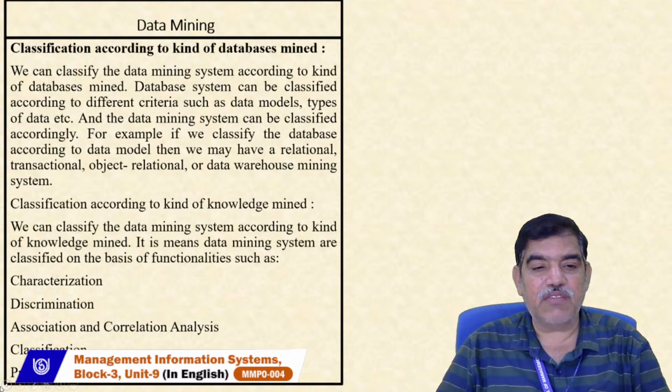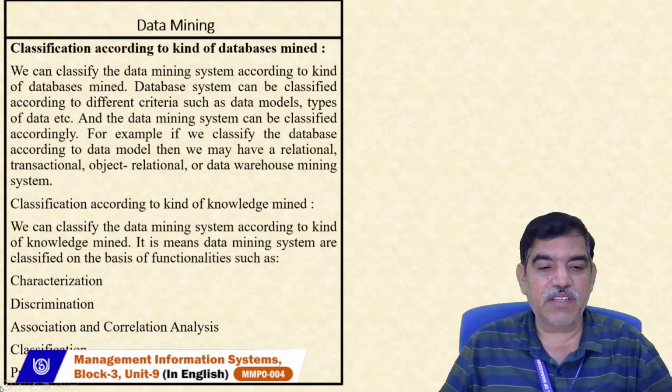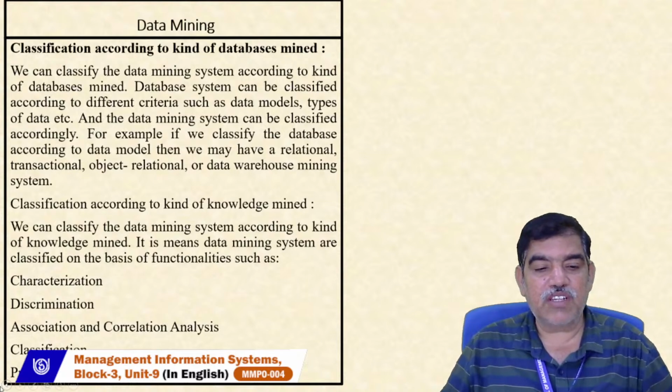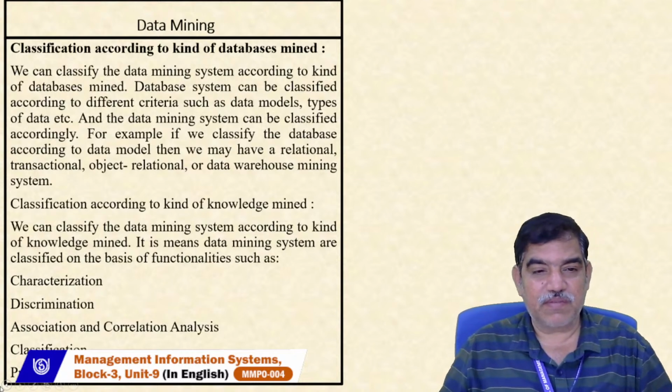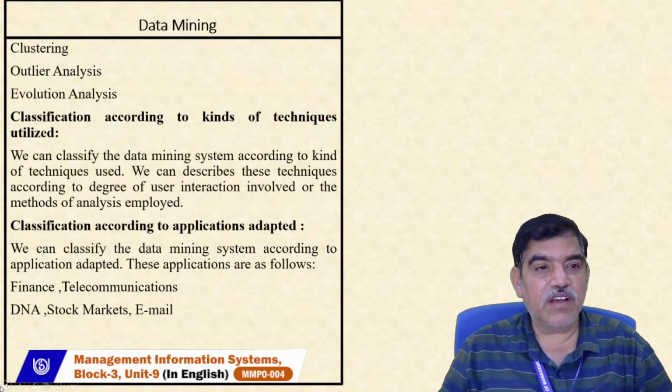Classification according to the kind of knowledge mined. We can classify the data mining system according to the kind of knowledge mined. It means data mining systems are classified on the basis of functionalities such as characterization, discrimination, association, correlation analysis, classification, and prediction, clustering, outlier analysis, evolution analysis.